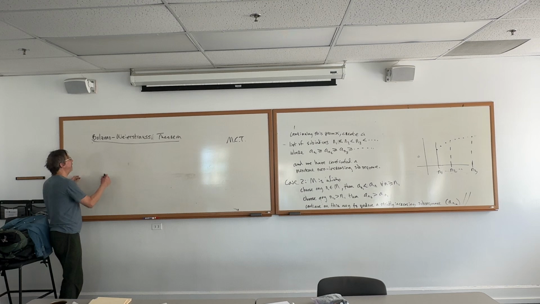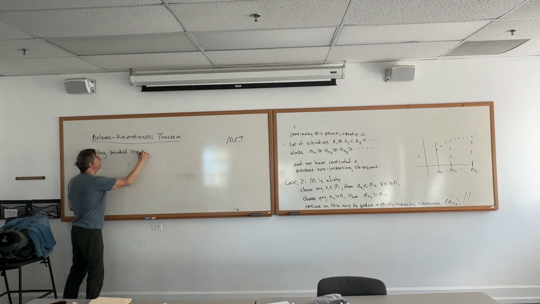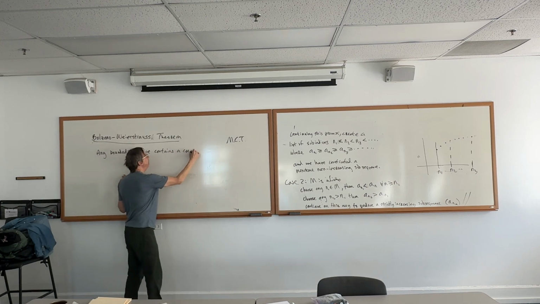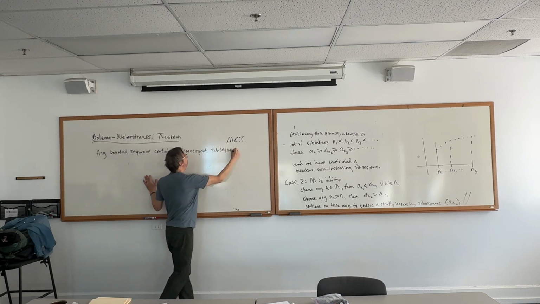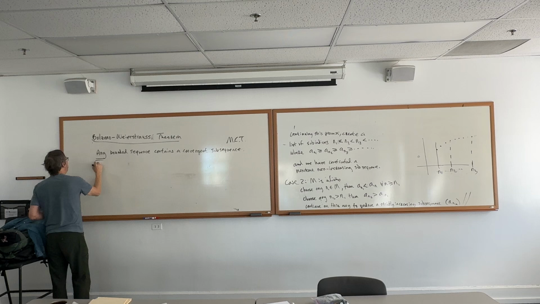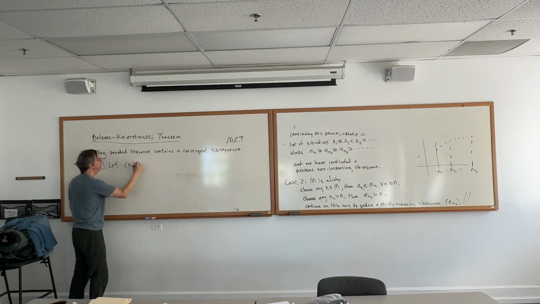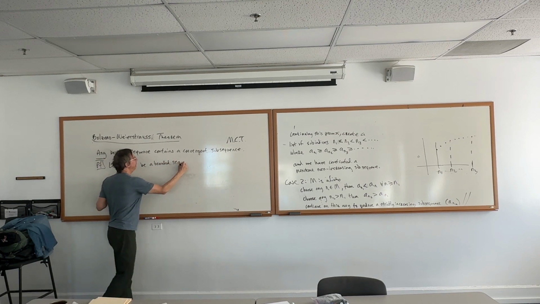So the Bolzano-Weierstrass theorem says this. Any bounded sequence contains a convergent subsequence. It's so beautiful. I think we can work through the proof together. Let's get rolling here. Let x sub n be a bounded sequence.